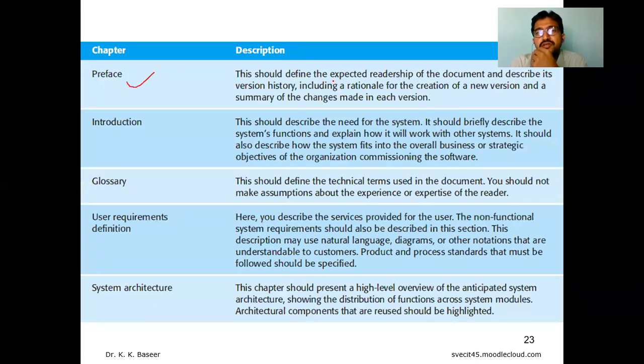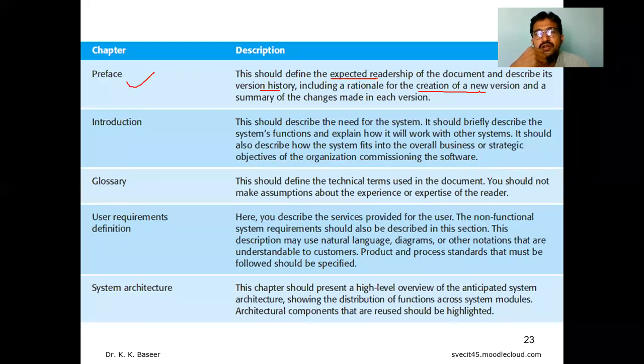The preface talks about the readership. For any reader of the documentation, if you want to convey any message, like the version number, version history, and the rationale for the creation of the new version, you can specify it. When you see documents, there are versions like v1.0, v2.0 in the documentation. Version to version, if you want to give any clarification to the readers, you can specify it in the chapter before the introduction part, that is the preface.